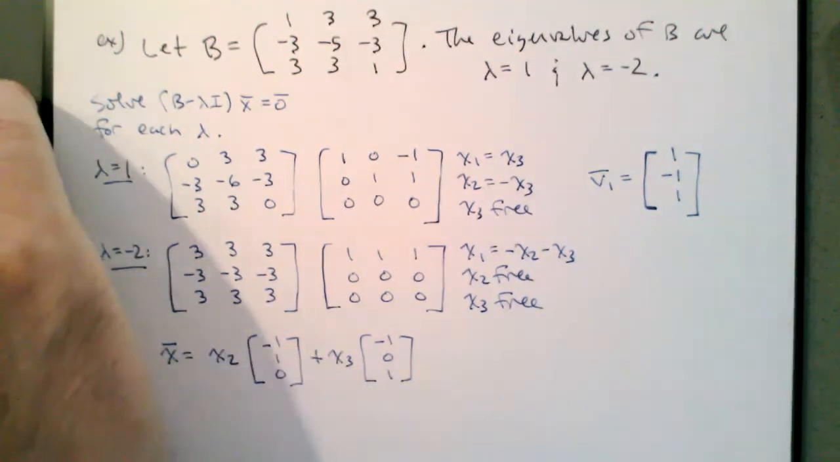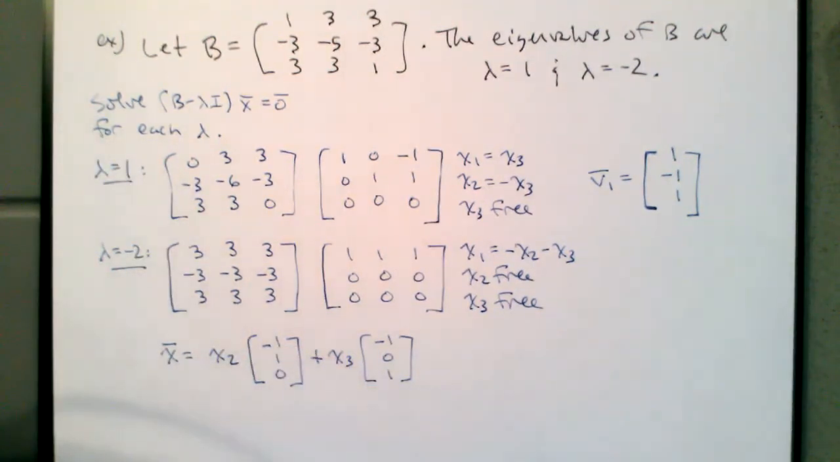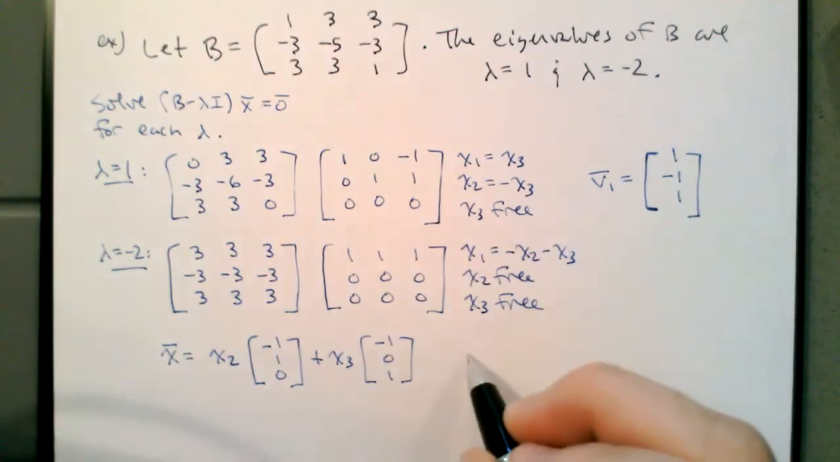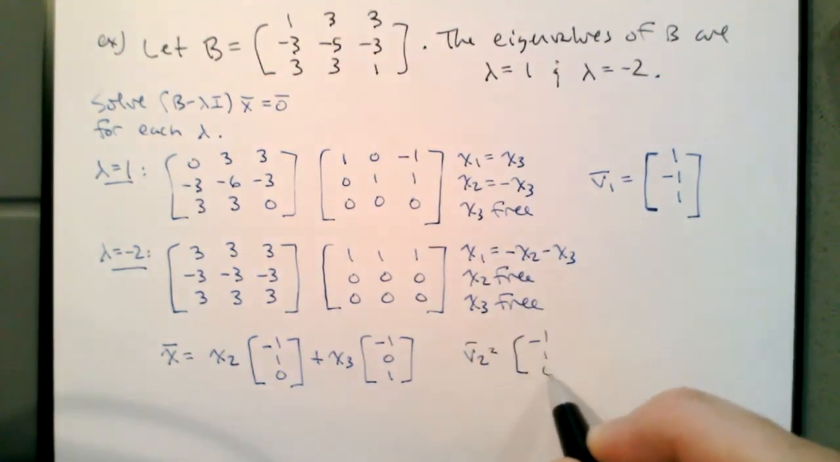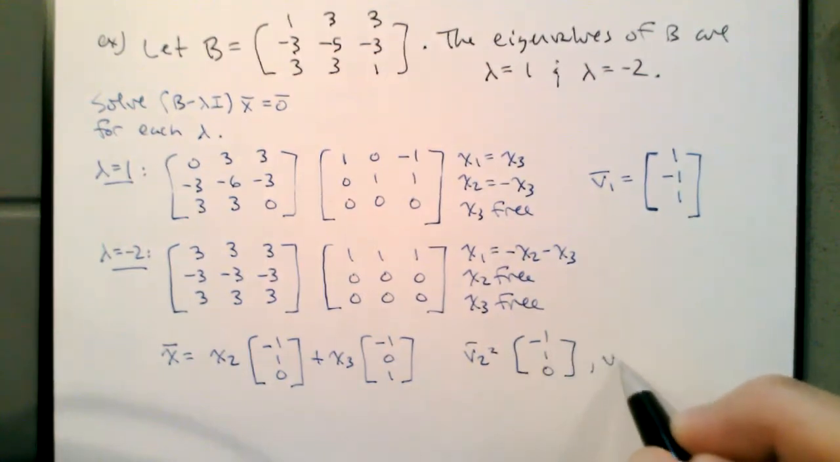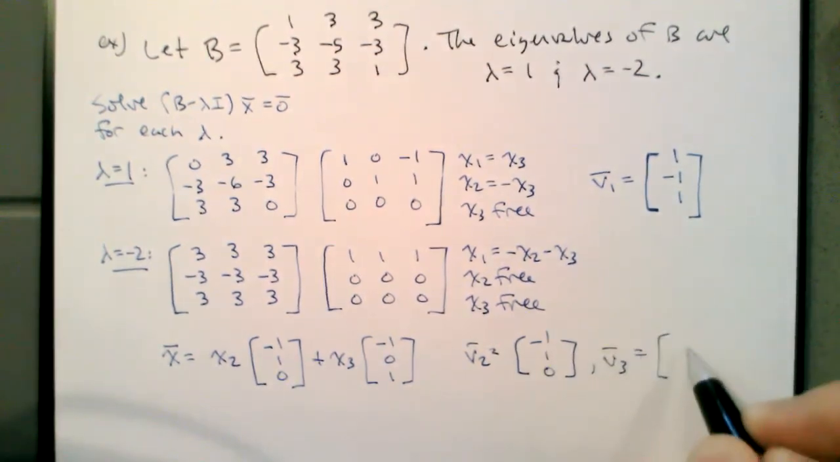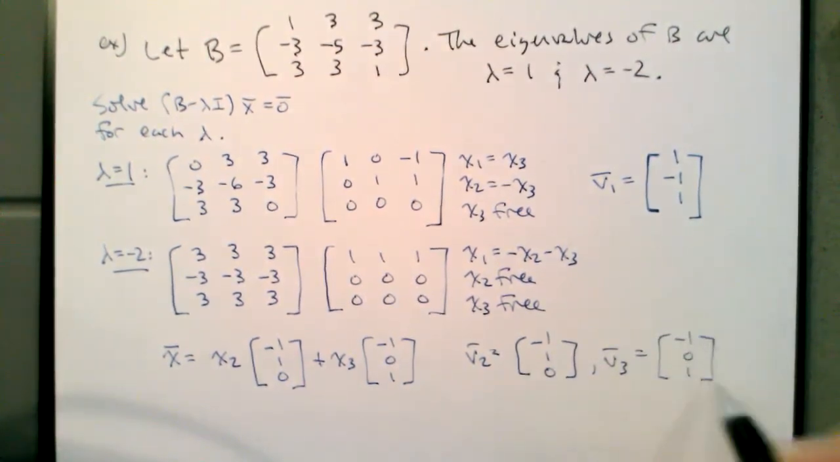So lambda equals -2 corresponds to a two-dimensional eigenspace. I can use these two linearly independent vectors. I could say v2 is -1, 1, 0, and v3 is -1, 0, 1. So we have 3 linearly independent eigenvectors. Therefore, B is diagonalizable.